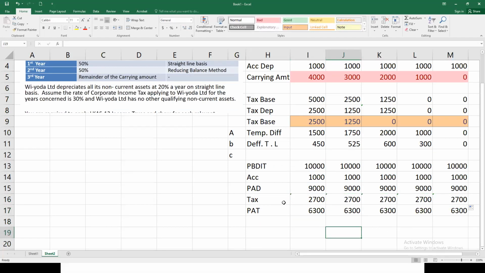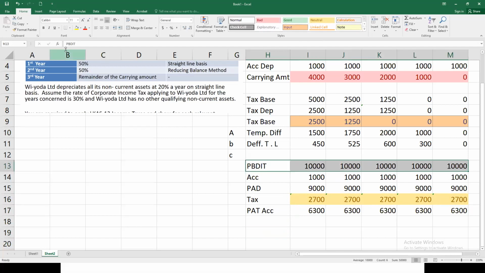Right. So this is the tax payable according to the accounting provisions. But this amount is not accepted by the tax authorities. Therefore, we have to calculate taxable profit. This is accounting profit, isn't it? This is accounting profit. We have to calculate taxable profit. Then we copy the same thing.